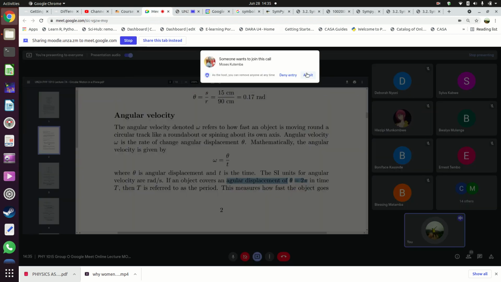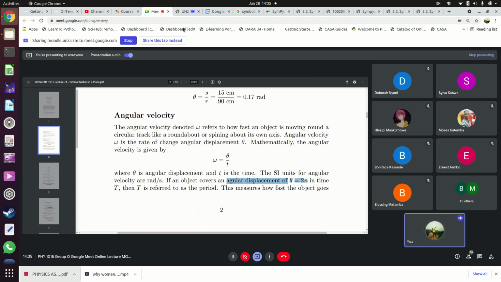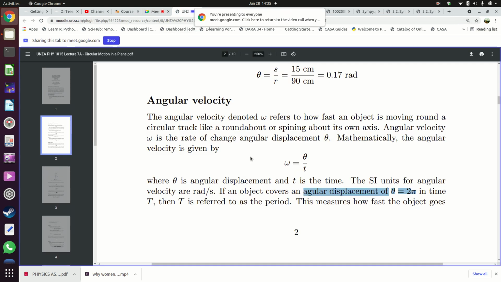Now, usually going around the circle is going to take you some time. The time it takes you to go around the circle has got a special name in physics. When you go around the circle once, we refer to that time as a period, and it's denoted by capital T.